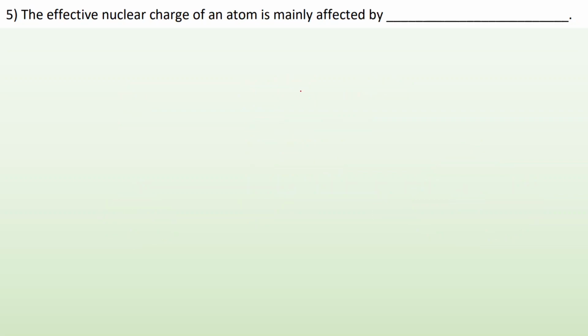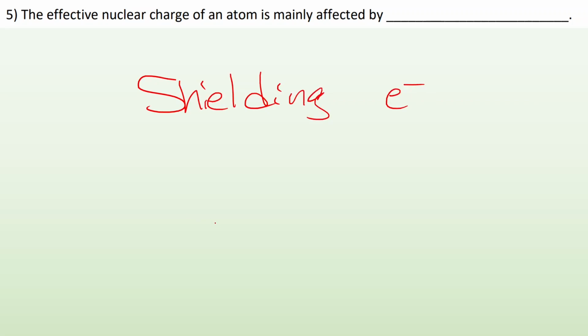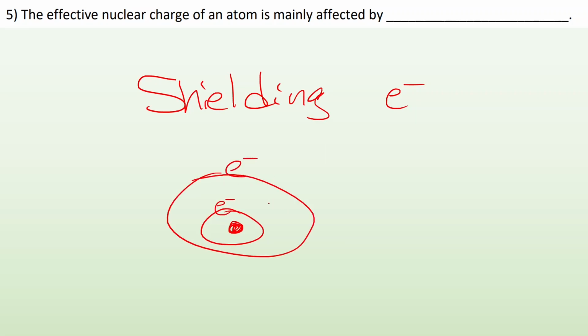All right, the effective nuclear charge of an atom is mainly affected by shielding. Shielding electrons. So if we're taking a look at just any old atom, and we have electrons in the first energy level, and then we got electrons in the second energy level, we know that the nucleus is positive, and this electron is going to be pulled towards that nucleus. There's no shielding, but this electron right here is going to be repelled by the inner electrons that are in between it and the nucleus. So it's not going to feel as strong of a nuclear charge than this electron because there's electrons in the way repelling it.